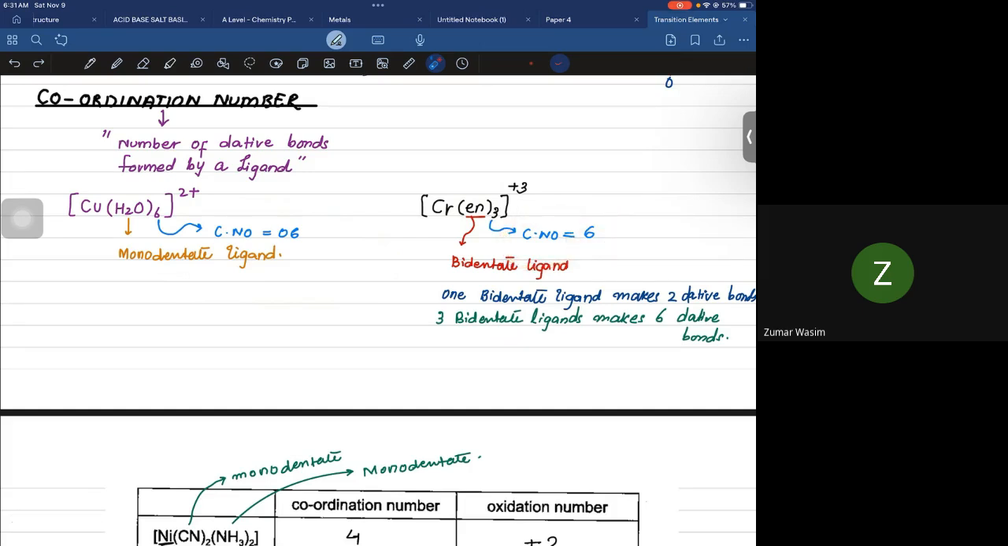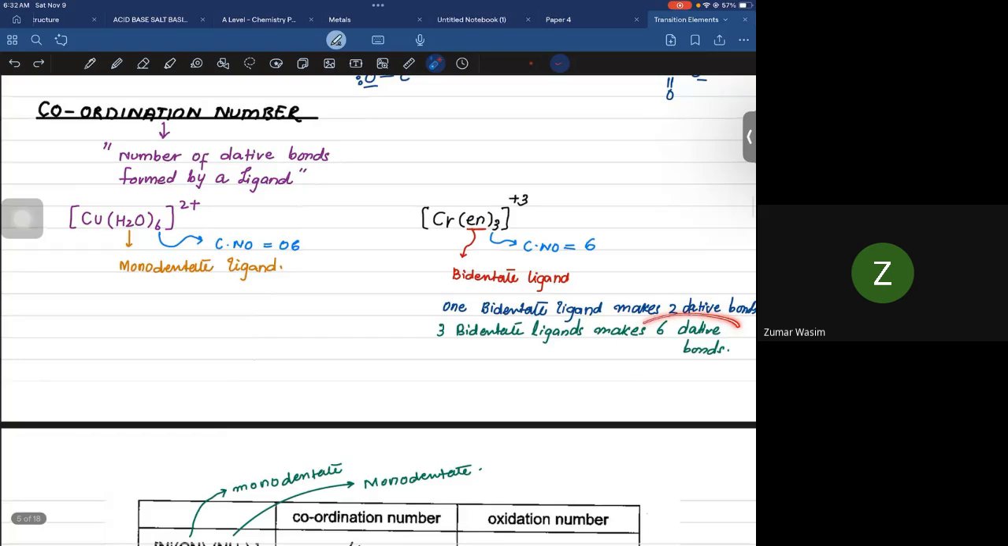कंफ्यूजन ये होती है कि सर यहाँ पे तो थ्री लिखा था, आपने सिक्स क्यों लिखा? बिकॉज आई नो द नेचर ऑफ दिस ligand, which is a bidentate ligand. So that's why I have written six over here. One bidentate ligand makes two dative bonds. So three bidentate ligands make six dative bonds. Okay.